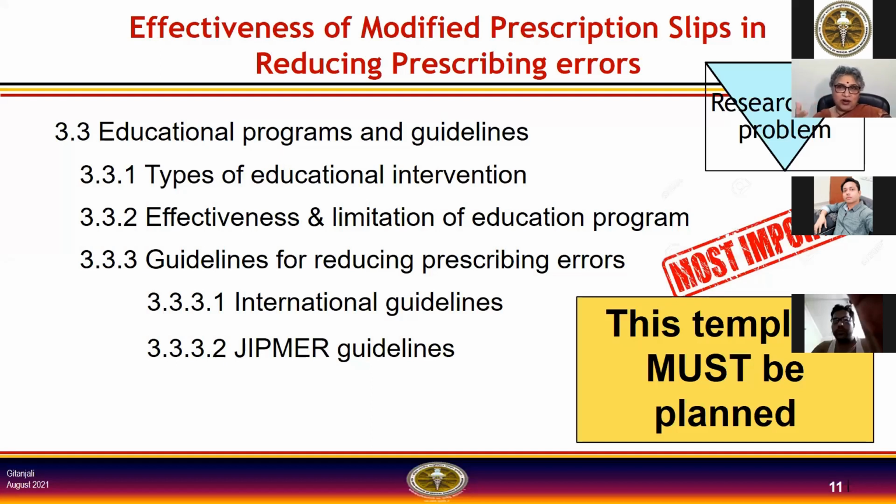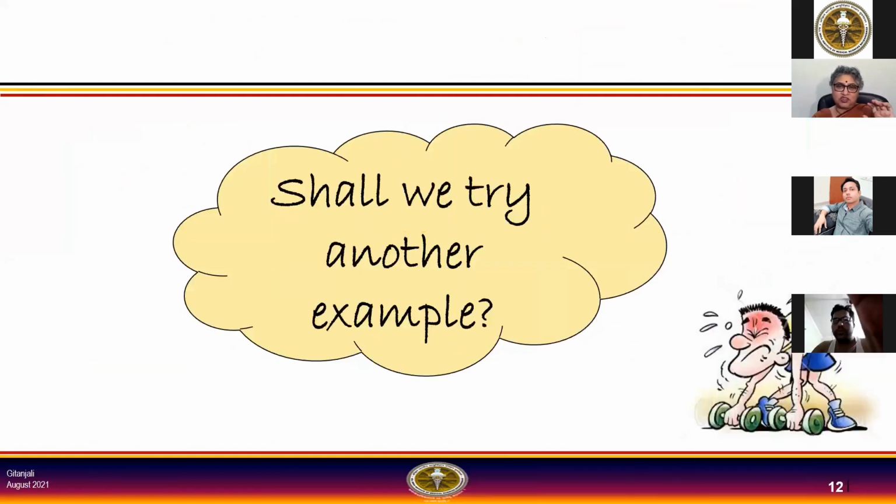You should have downloaded literature. You should have read it. Both the guide and the student should have read it. And then you plan this. So this template must be planned. This is the most important part of today's lecture, which is a take-home message.